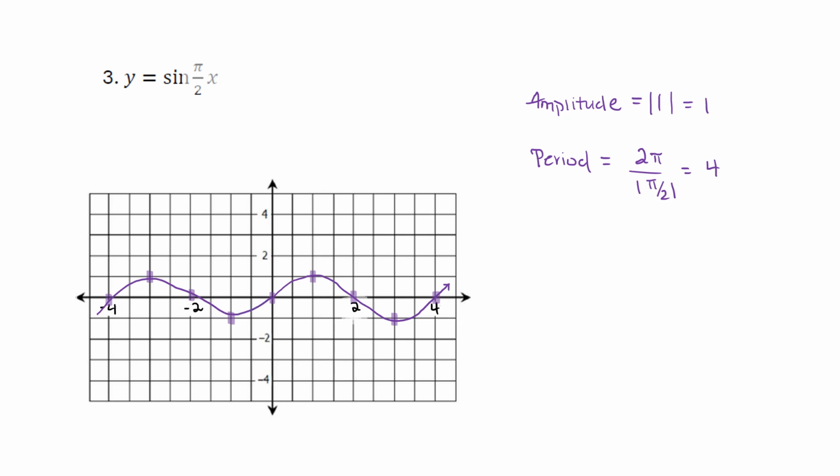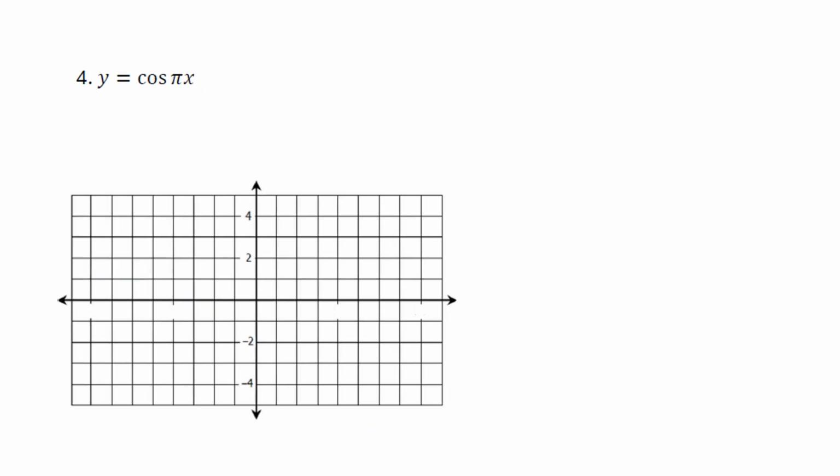All right. So we know our period is 4, and our amplitude is 1. Okay, well actually this went too far. Let's fix that. There we go, it stops right there. Okay, all right, let's do another one.